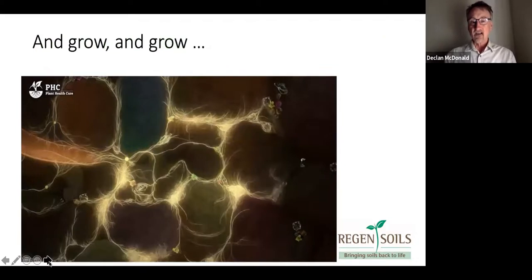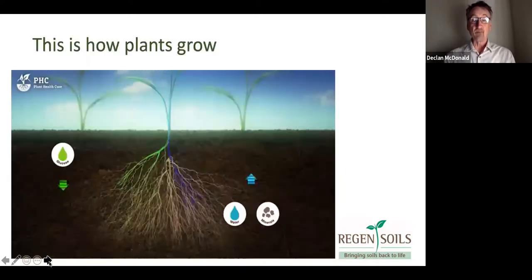So they connect with plants either externally, or some fungi will be allowed to grow inside a plant root, where there is direct exchange of plant nutrients from the soil into the plant root, and in exchange the plant delivers sugars back to the soil organism. So this is how plants grow. This is how nature designed it.